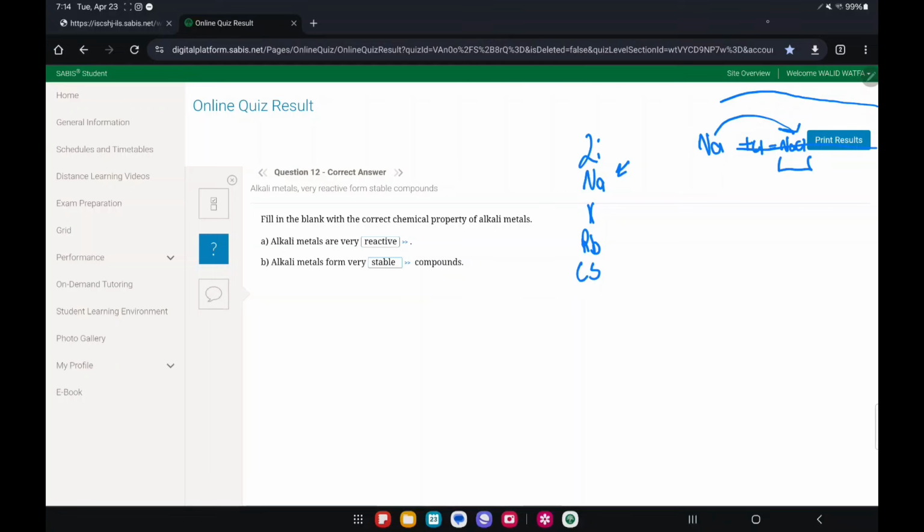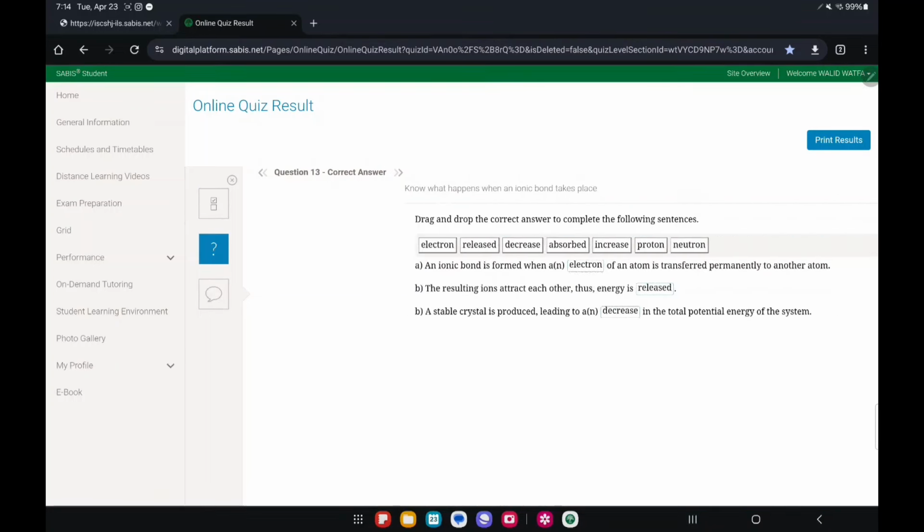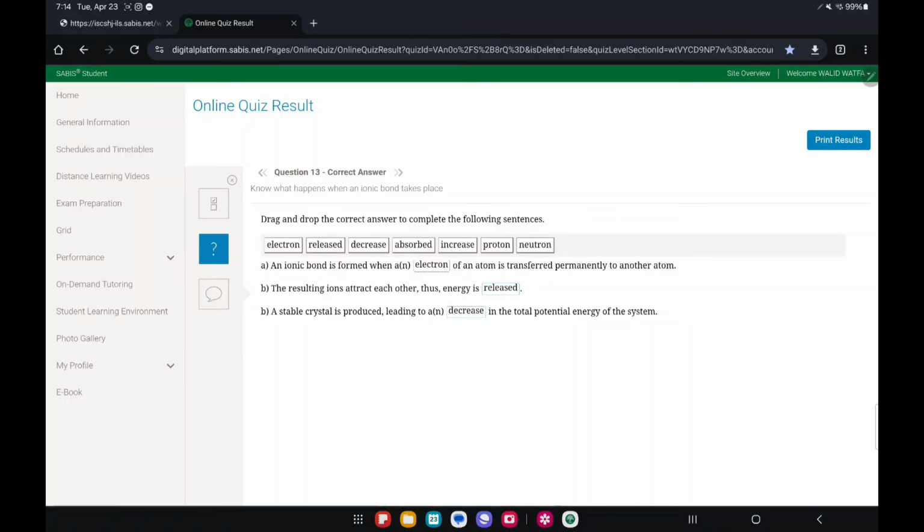So if they form a compound, it's going to be a stable compound. Unlike noble gases, if they form compounds, it's reactive. An ionic bond is formed when an electron is transferred permanently to another atom. Again, when you have Na and Cl, this loses the electron and this gains the electron, right? And the bond between them is ionic, because when you're losing or gaining an electron, it's ionic.